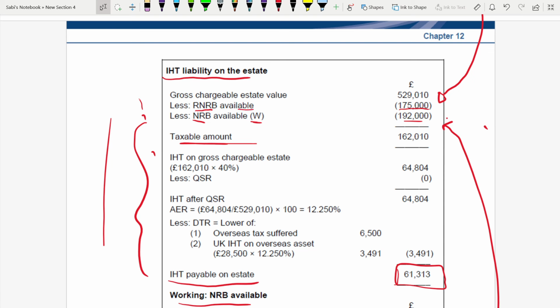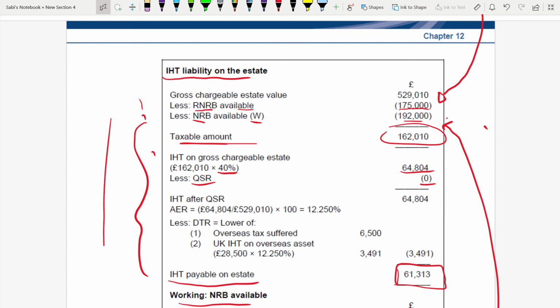Then only you will get your taxable amount. From your taxable amount, calculate IHT. Just apply 40% because nothing has been left to charity. Straight away 40% death tax on this value. You don't have any quick succession relief because they did not mention two deaths. So it is 0. Wherever it is 0, just write less QSR 0.